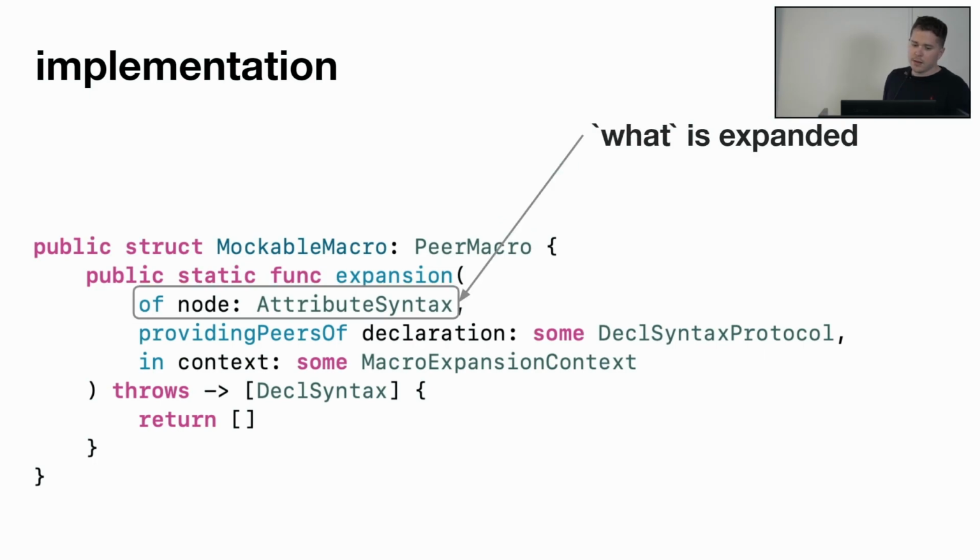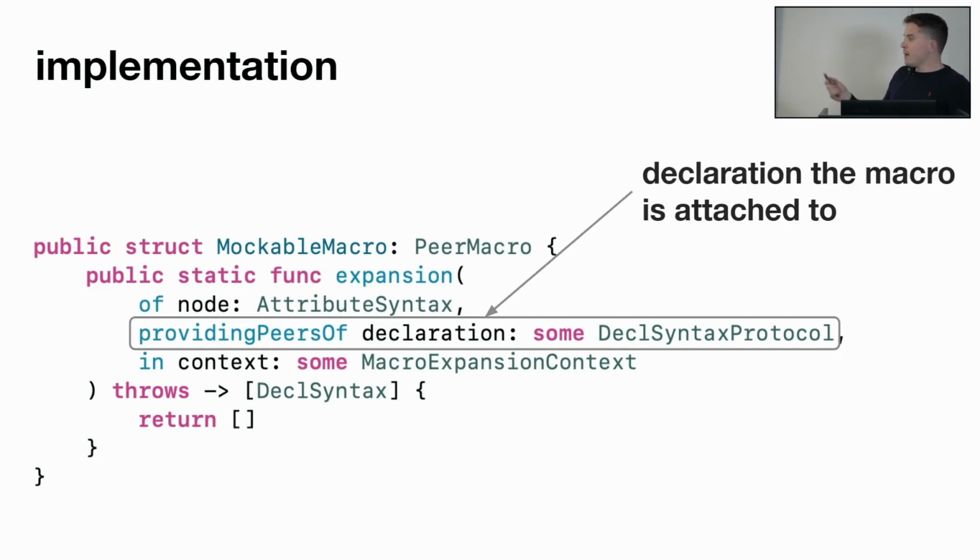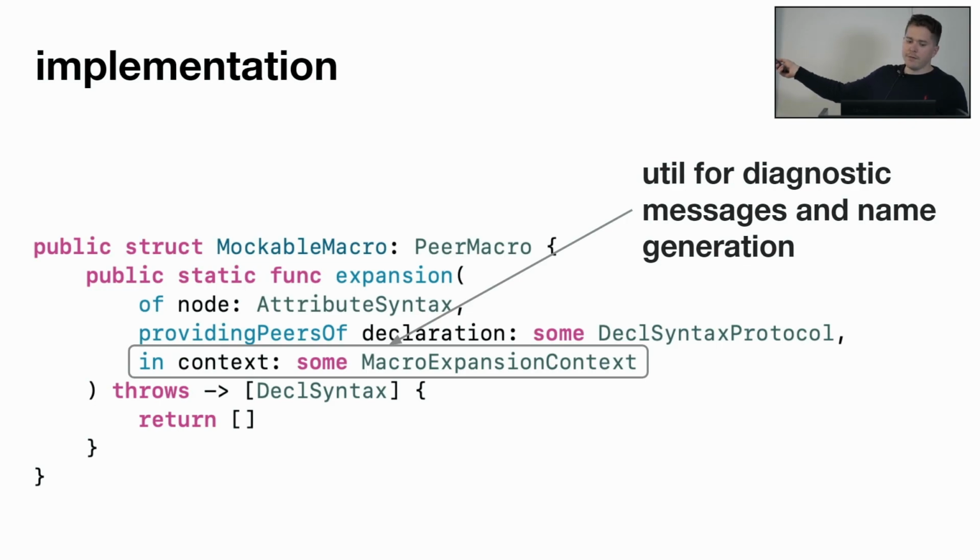And it has a single static requirement, which has 3 parameters. The first one is the node, which has an attribute syntax. This is the macro itself. So this is the @sign mockable. Next, we have the declaration. Since attached macros are always attached to declarations, in the implementation side, you get the declaration they are attached to. It has a generic declaration syntax type, so we don't know what kind of declaration it is. And lastly, we have this parameter called context.